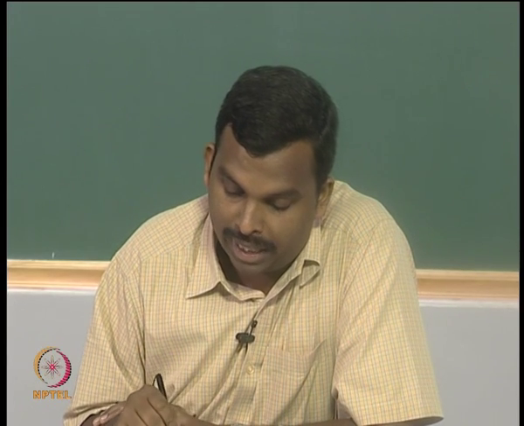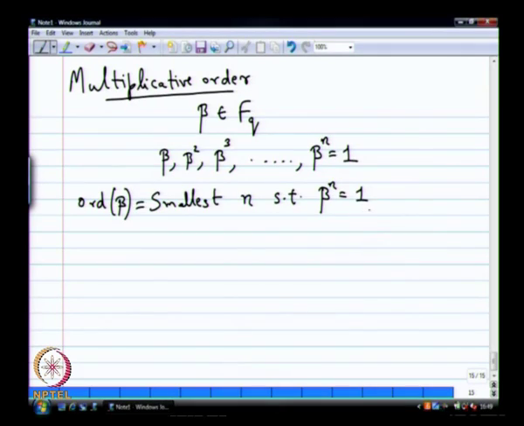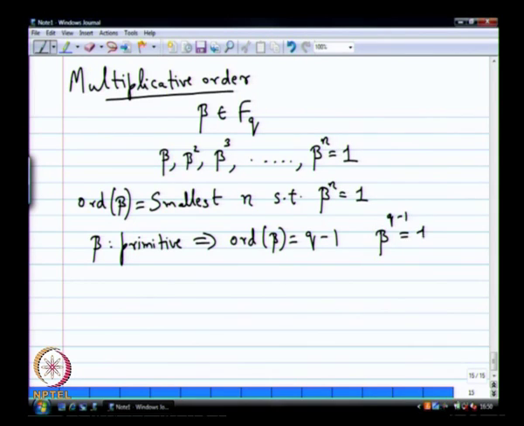So order of beta is the smallest n such that beta power n is 1. If beta is primitive, what is the order? Let us say Fq is some field. If beta is primitive, it implies beta generates the entire field before it comes back to 1. So order of beta becomes equal to q minus 1. So beta power q minus 1 is 1. Now this tells you some very easy things about multiplicative order of elements in finite fields.